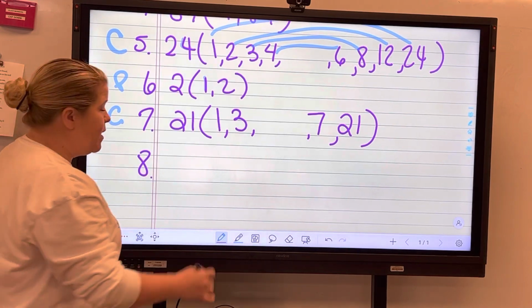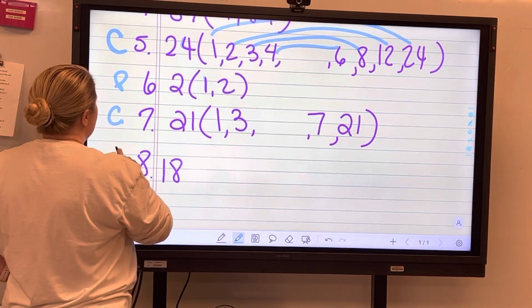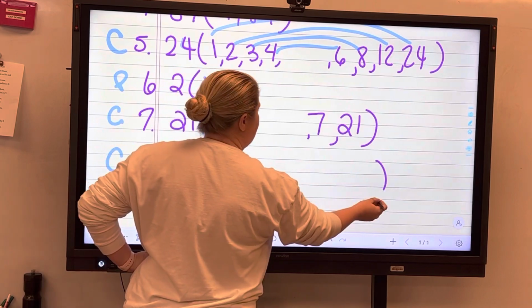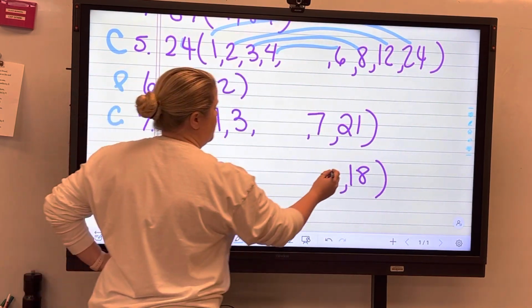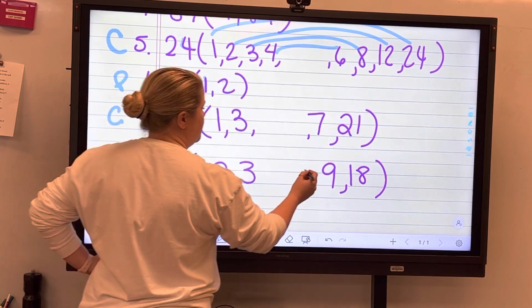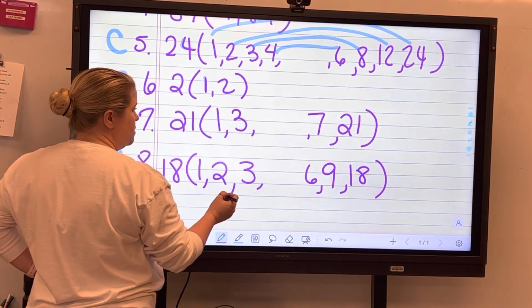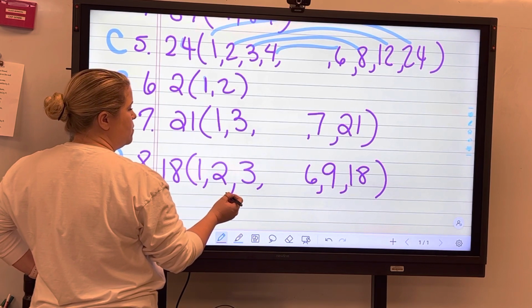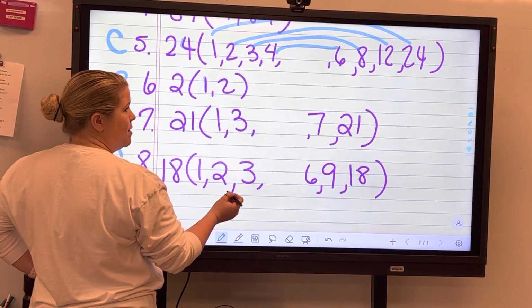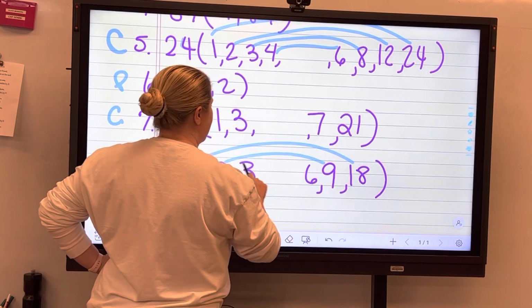All right, last one, number 8, 18. Composite. Good, because you know it's even, right? So I have 1 and 18. 2 and 9. 3 and 6. 4 and, won't work. 5 and, won't work. 6 and, repeat. Good. So we are done.